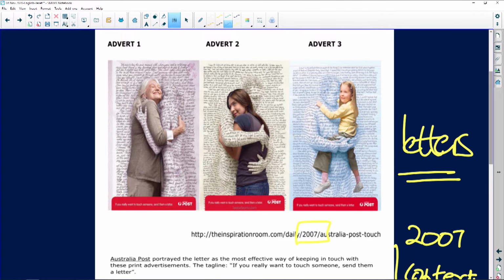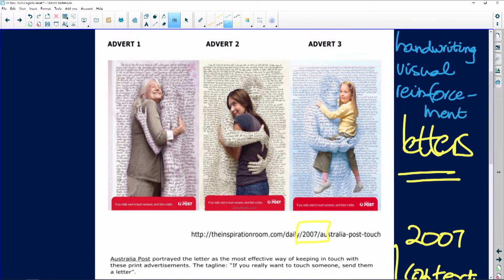Well, what does it look like? It looks like handwriting. So you get 1 mark for that if you're FAL. And how does it promote the idea? Because it provides a visual reinforcement of letter writing. I think for FAL, that's all you will need.